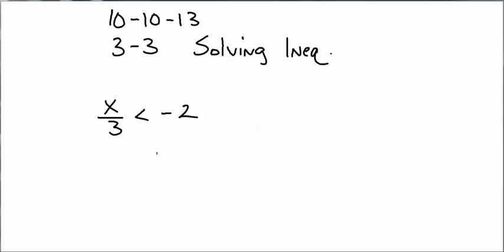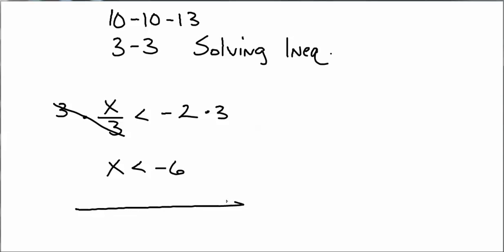Alright, remember from a couple weeks ago, if you've got a variable over a number, you've got to get rid of the number in the denominator, so you multiply each side by 3, right? Times 3. The 3's cancel, and x is less than negative 6. Okay, if you're asked to graph it, graph it. So on the number line, you put your negative 6, you put your 0. Open or closed? Open. Going which way? To the left. Good.